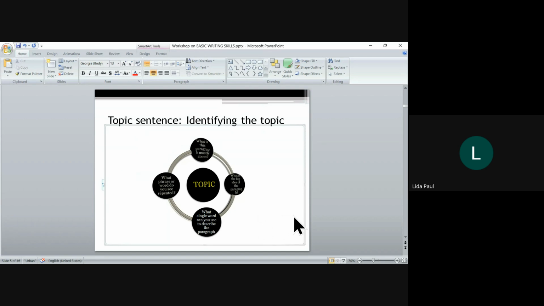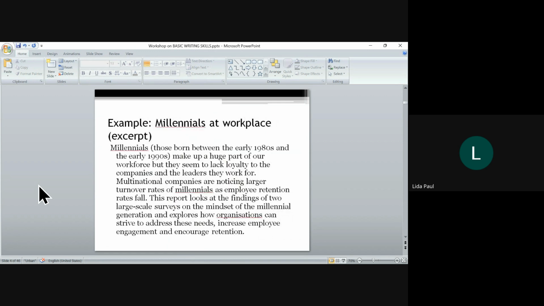Third thing, what single word can you use to describe the paragraph? Somebody asks you, looking at a paragraph like this, can you give me a phrase or just a word about what this paragraph is about? Then whatever your answer is going to be is the topic of that paragraph, right? Because you can't give anything else.